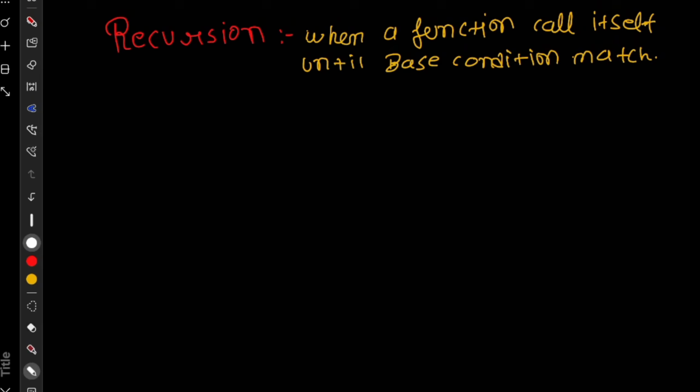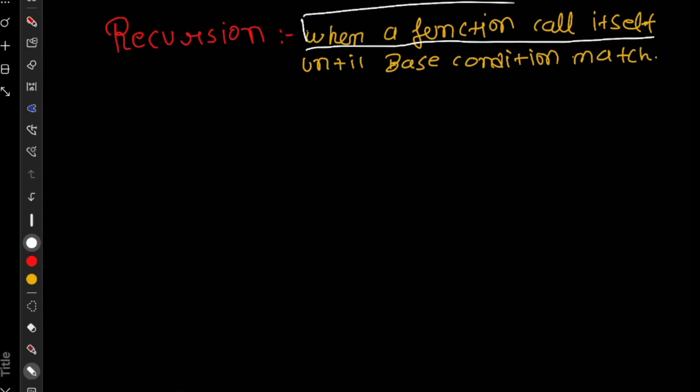So first of all, understand what is recursion. Recursion is when a function calls itself. Before this video, you must have the knowledge about what is a function and how to write a function. This knowledge you must have. Recursion is when a function calls itself until a base condition matches.